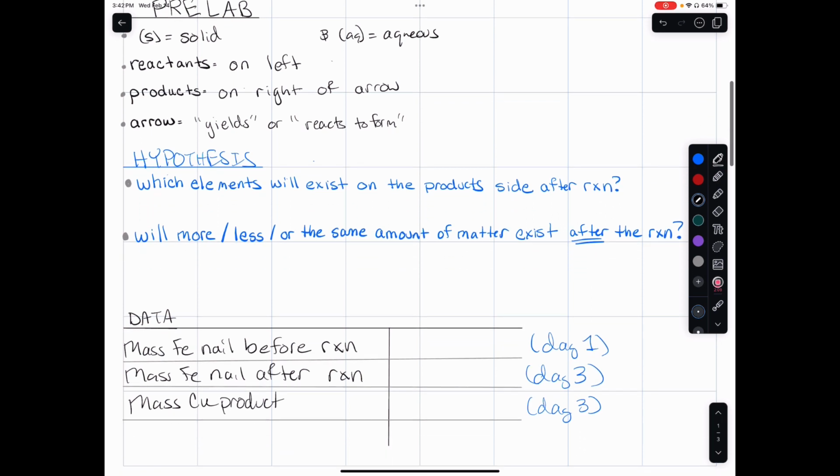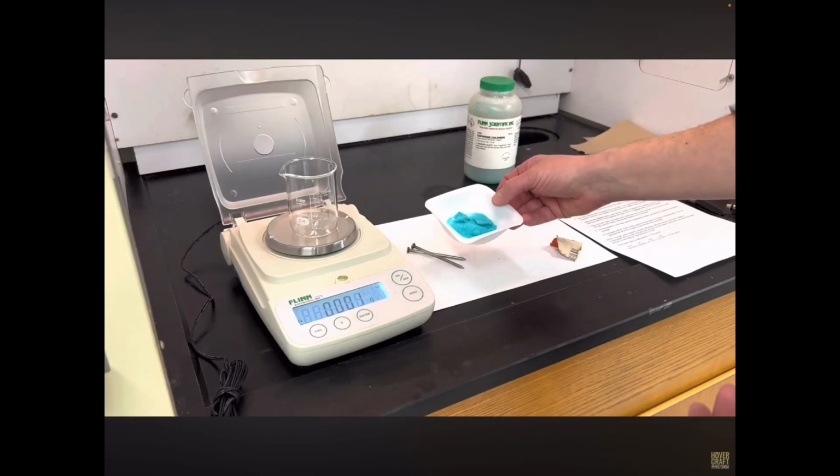We're going to collect data, so please add a data table to your notes. The mass of the iron nail before the reaction, the mass of the iron nail after the reaction, and the mass of the copper that is produced. Color, and again, I'm looking for a target of about 6 to 8.5 grams.